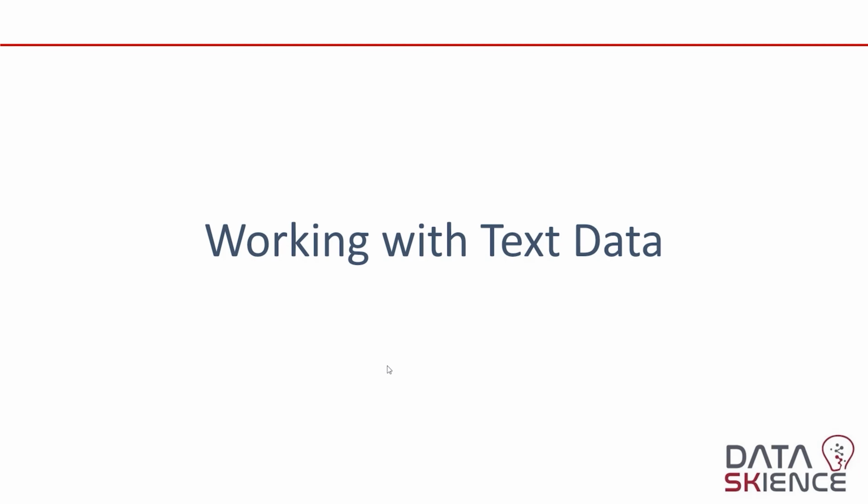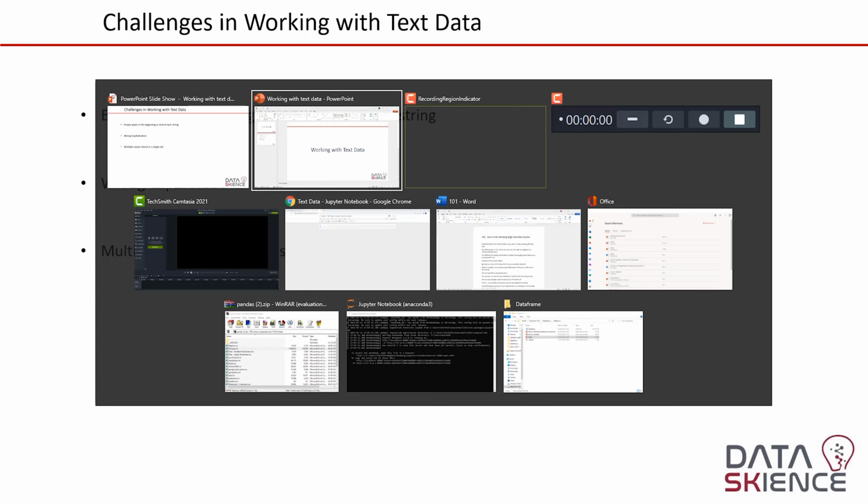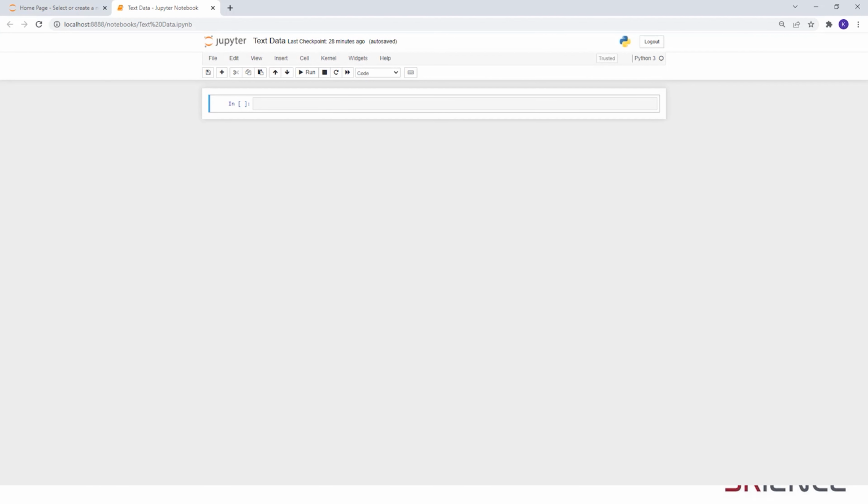Welcome to our next series on working with text data. There are some challenges in working with text data. There can be empty space in the beginning or end of each string. There can be wrong capitalization. All the strings may be in uppercase or lowercase or a combination. There may be multiple values stored in a single cell.